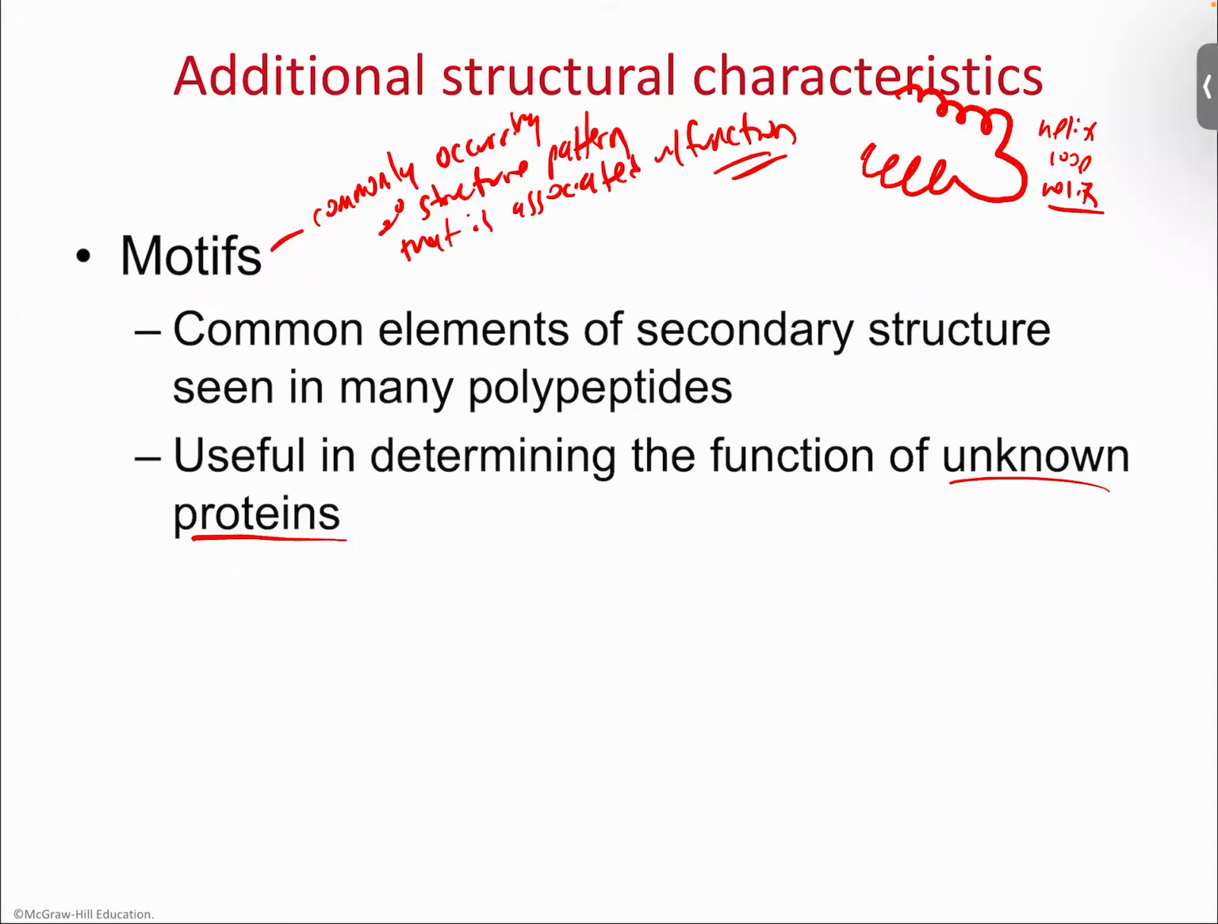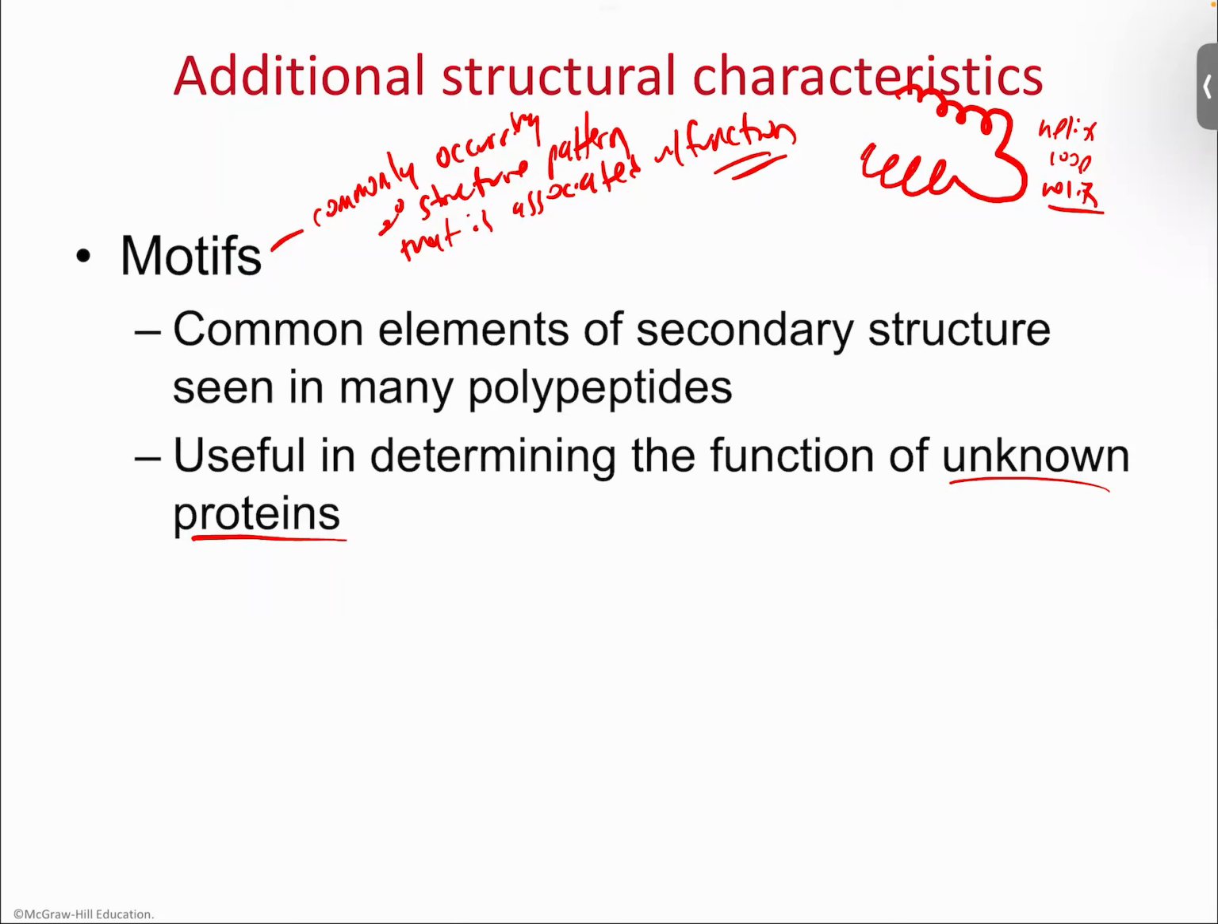Okay. And a lot of our big databases, this is the reason why the Human Genome Project was so huge, is because once you sequence the human genome, then you have the sequence you need to sequence the proteins, right?